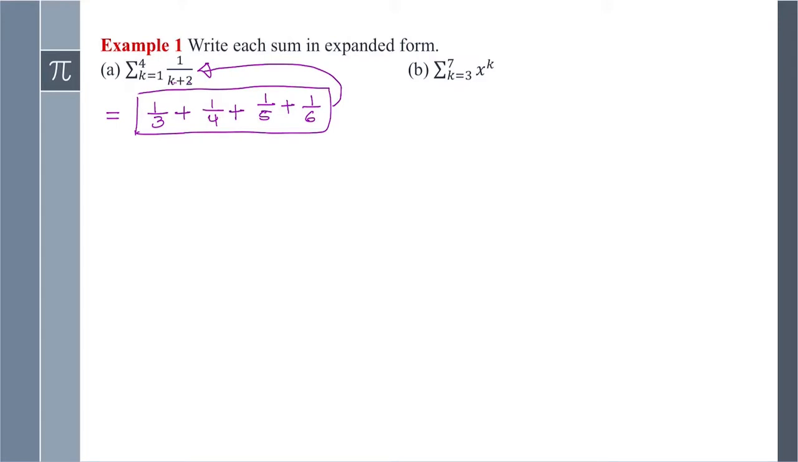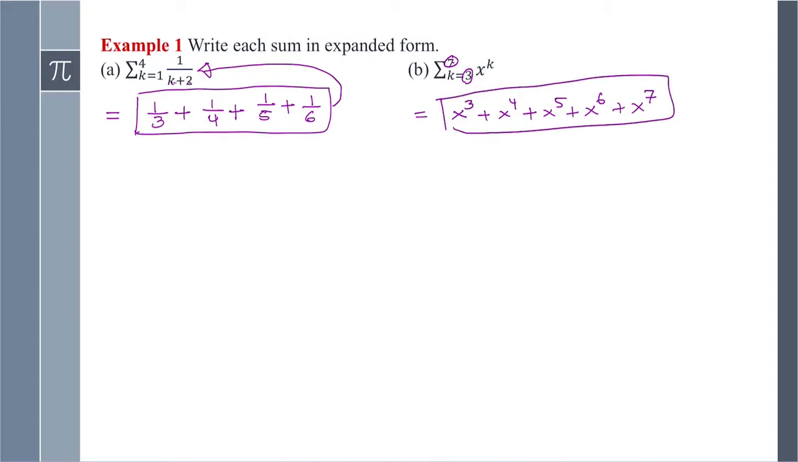Similarly, let's expand this one. Just be careful here. We have two variables, x and k, but k is the one that is changing and x is a fixed variable here. So we replace k starting at 3 and go all the way to 7. This becomes x to the third, because we are starting at 3, then plus x to the fourth, then x to the fifth, then x to the sixth, and then x to the seventh, and we stop there because that's the upper limit. So this is the expanded form, and this is the contracted form.